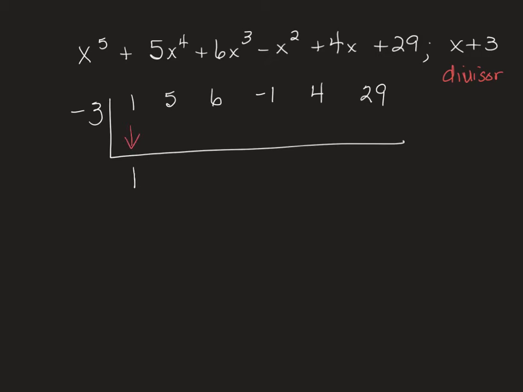Now I'm going to start multiplying. -3 times 1 is -3. Add coming down, that's 2. -3 times 2 is a -6. Add coming down, that's 0. 0 times -3 is 0. Add coming down, that's -1. -1 times 3 is 3. Add coming down, that's 7.